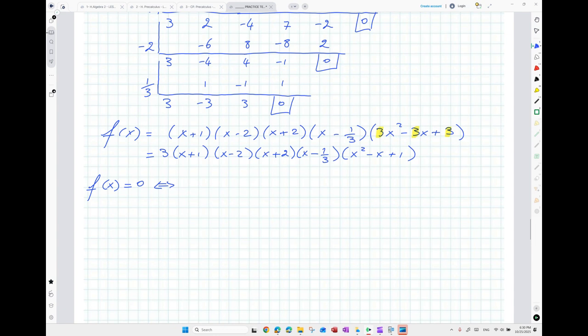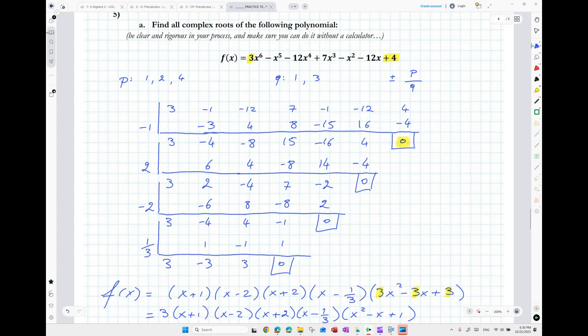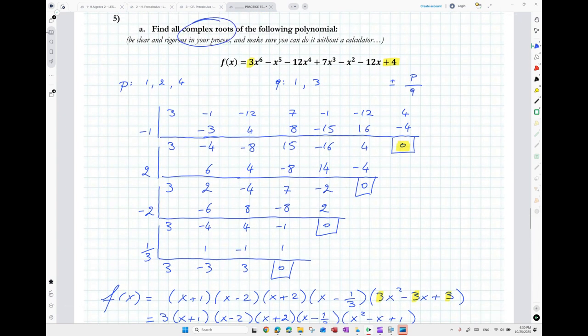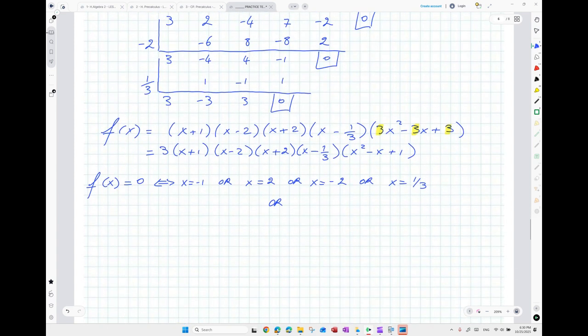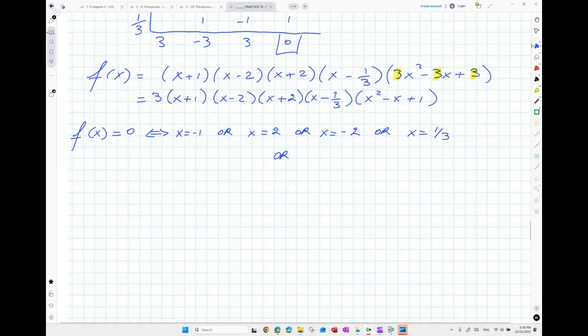Based on the work that I did, I can directly conclude that x equals -1, or x equals 2, or x equals -2, or x equals 1/3. Or, since I want all the complex roots, which includes the real ones, but also the purely imaginary ones, that means x squared minus x plus 1 equals 0.